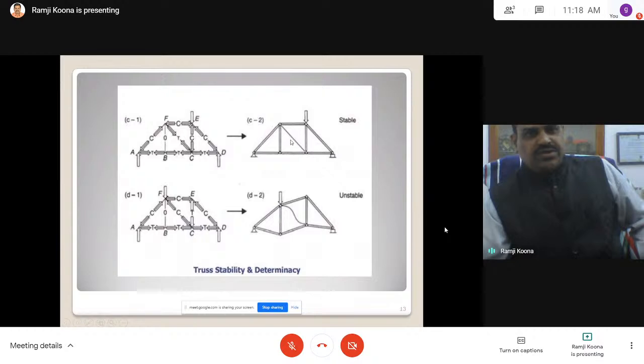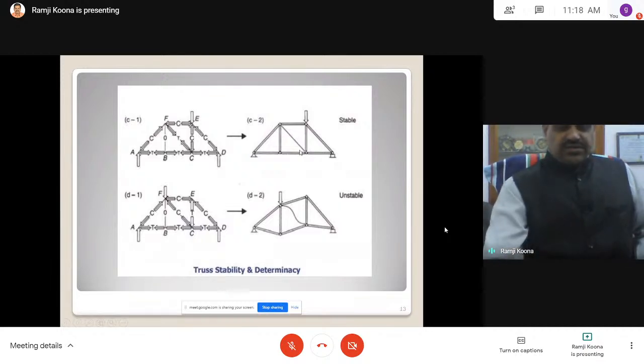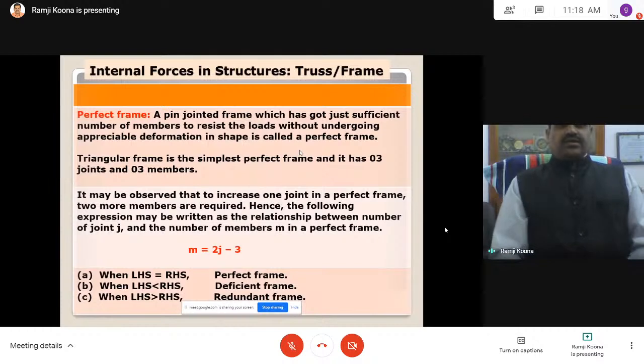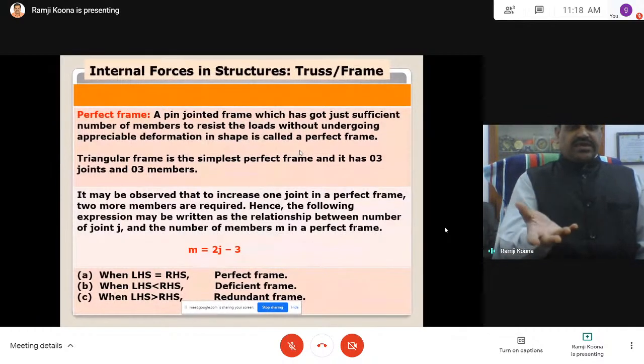If we substitute this, 5 members. Or if I add one more like this, 6 members but 4 joints, I am getting 5, that is a redundant truss. See, this is how from that equation we can determine that the left hand side may be less than the right hand side, or the left hand side may be greater than the right hand side.